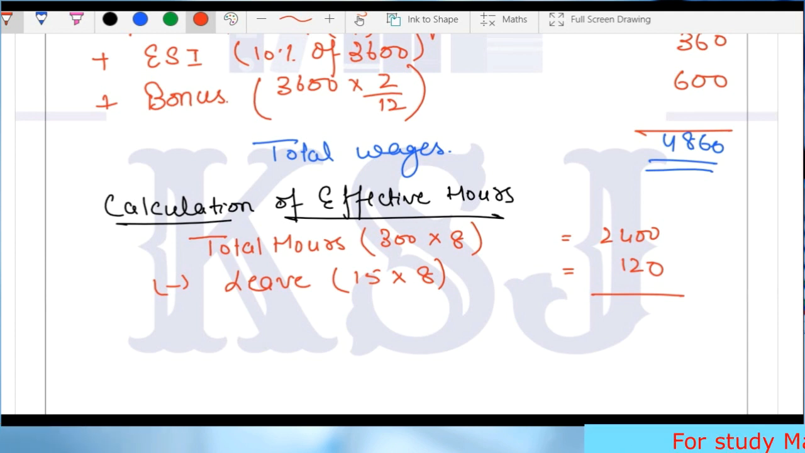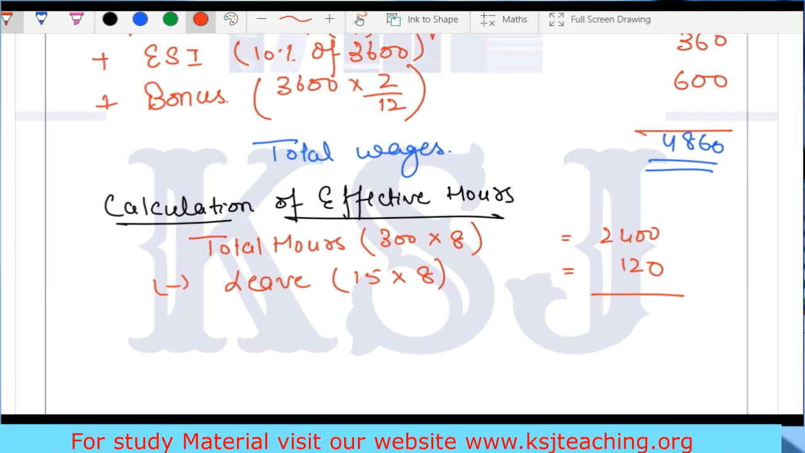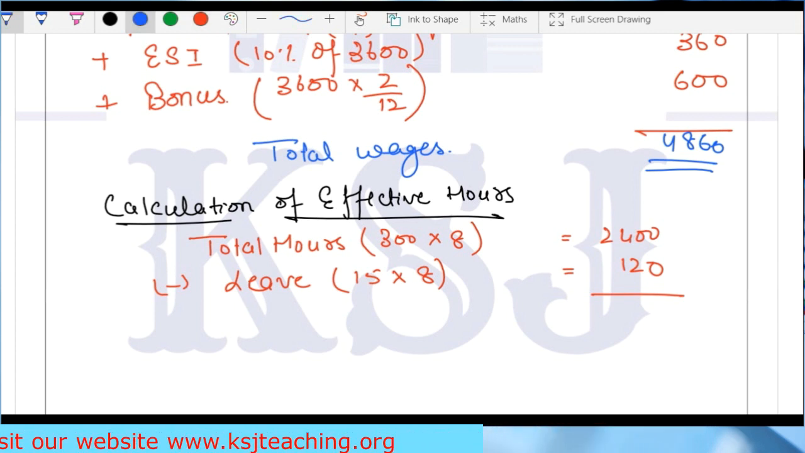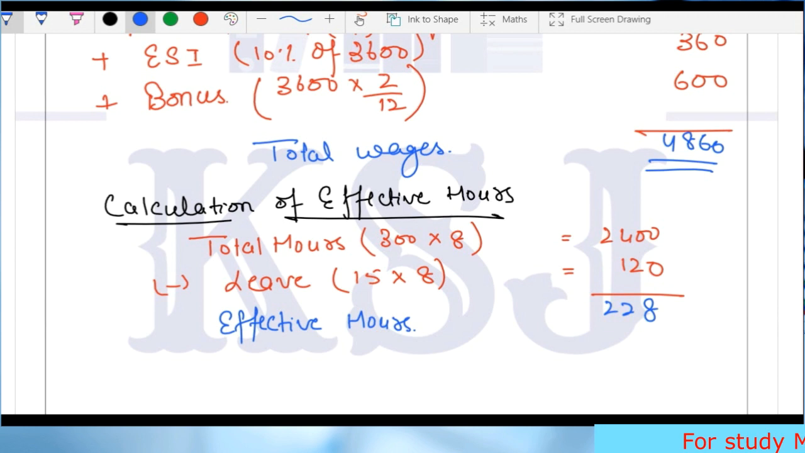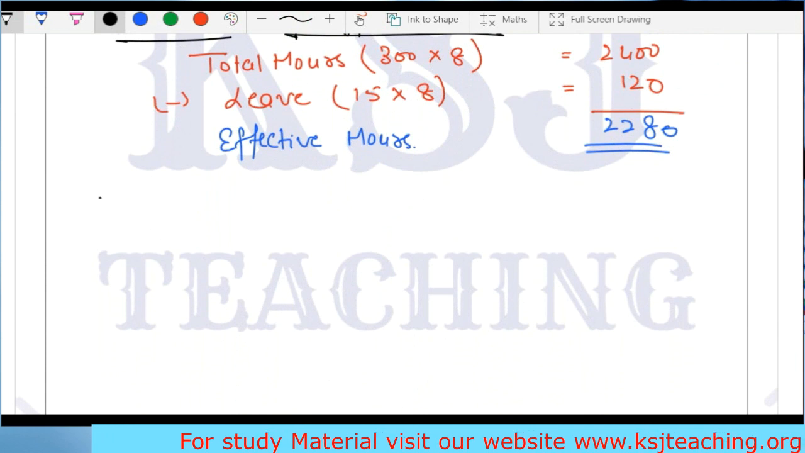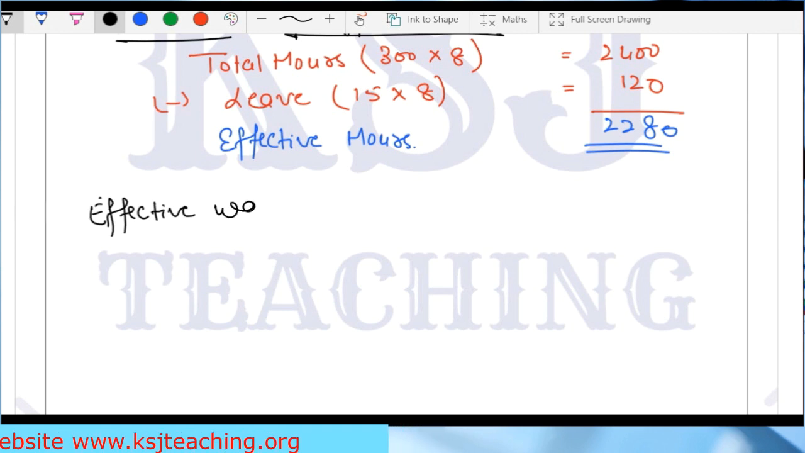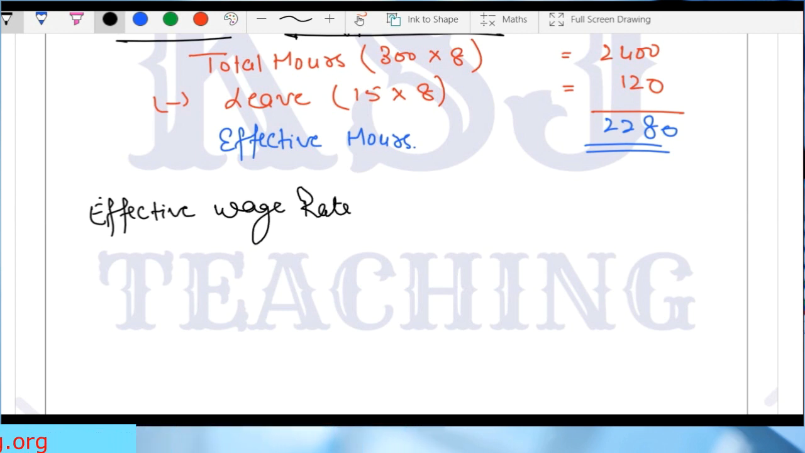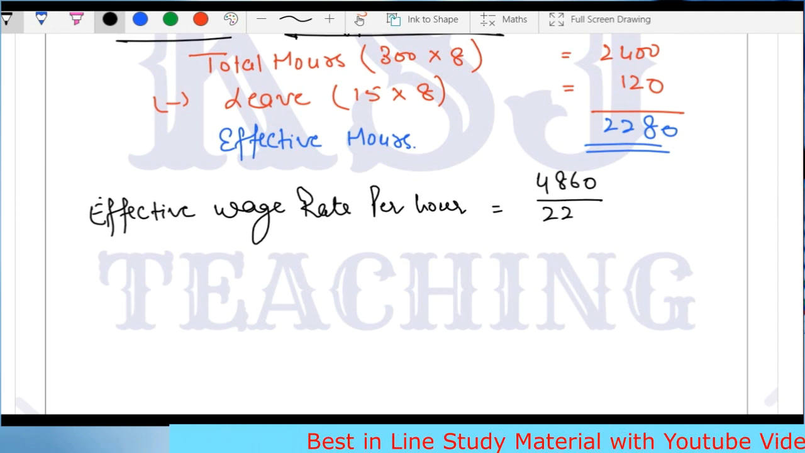And what we have to calculate is effective hours. That means effective hours means the number of hours that has been spent in production. So in this case, the effective hours will be 2280. So my effective wage rate per hour is equal to total wages, that is 4860 divided by 2280.